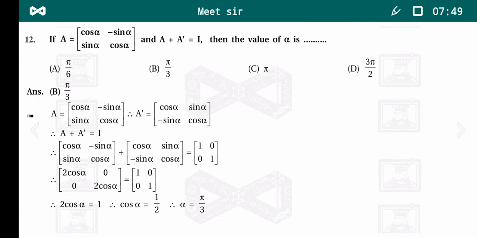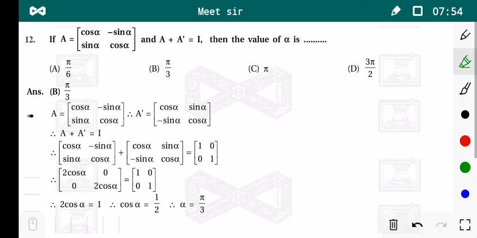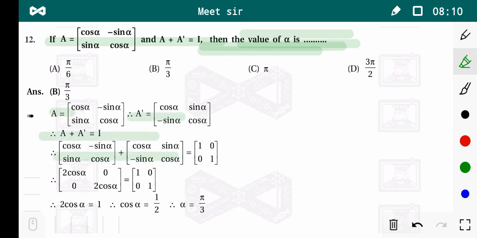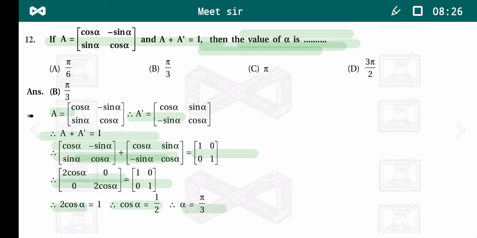Now, example number 12. If A is equal to the matrix cos alpha, minus sin alpha, sin alpha, cos alpha, and A plus A dash is I, then the value of alpha is blank. Now, given that A plus A dash is I, we use this. A is given, then find A dash. Now, this is I, that is, the addition of two matrices is an identity matrix. By adding these two matrices, we get this matrix. Now, comparing these two matrices, we get 2 cos alpha is 1, that is cos alpha is 1 half, that is alpha is pi by 3. Thank you very much.